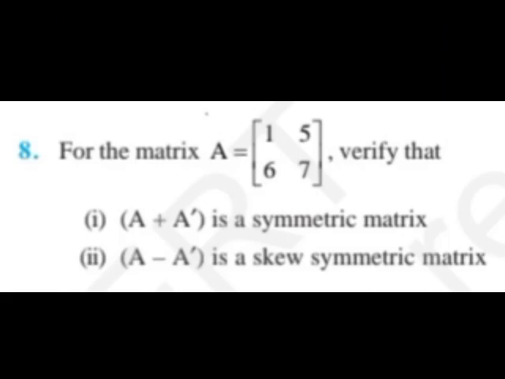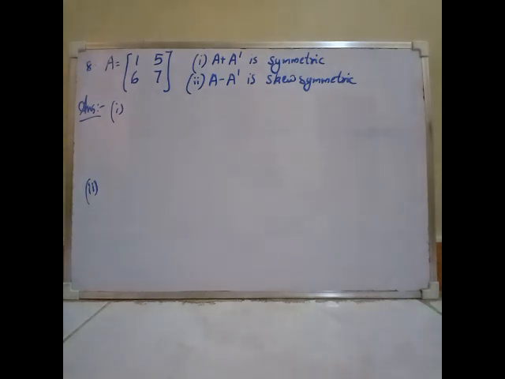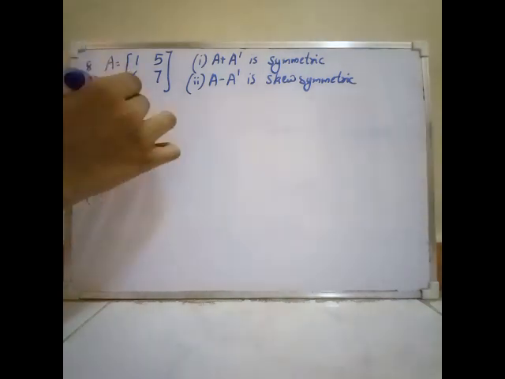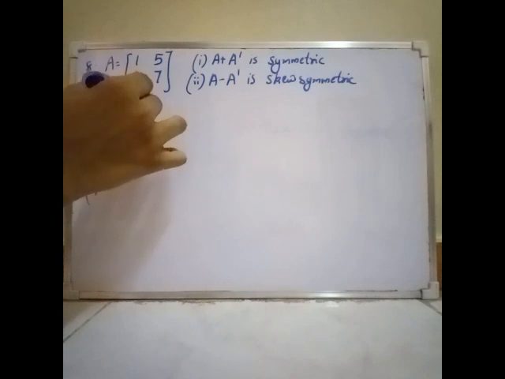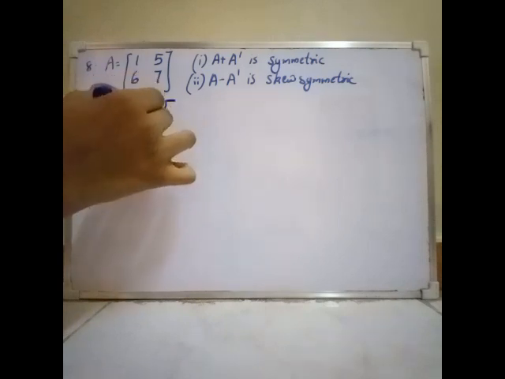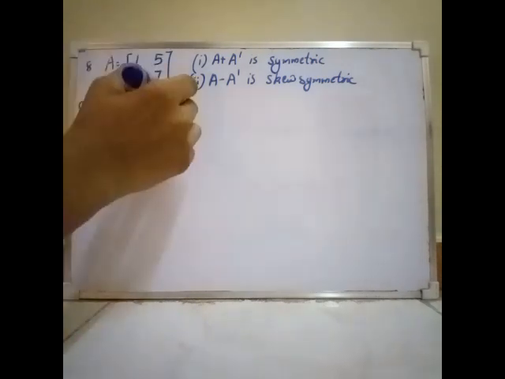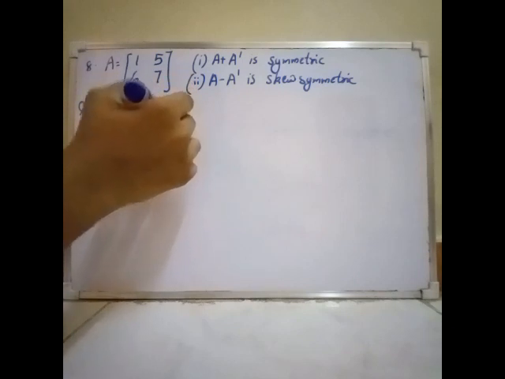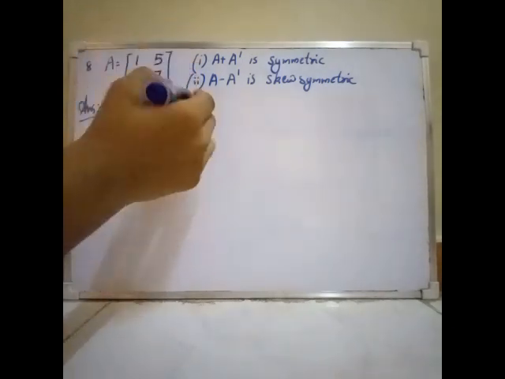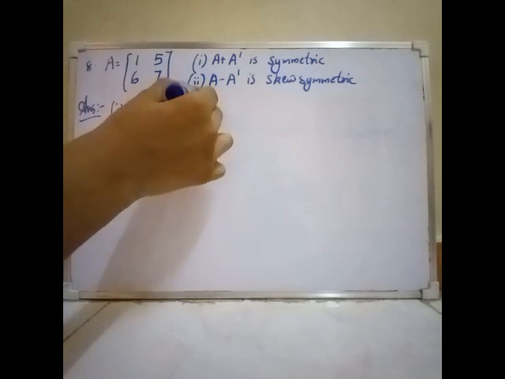So in the 8th question, A matrix is given. We have to prove that A plus A dash is symmetric and A minus A dash is skew symmetric. So let's first do A plus A dash, right? For that, first you have to find out A dash. A dash is the transpose. So the first row becomes the first column, 1 5. The second row becomes the second column, 6 7, right?